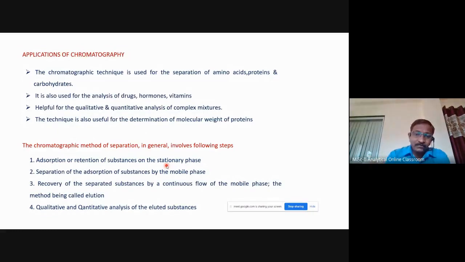So on the basis of this rate, we can easily separate out each component, and we adjust on the basis of polarity, even though they have very close Rf values when we observe them on TLC. We can even recover the separated substance by continuous flow of the mobile phase, and that process is called elution. That is nothing but using the mobile phase, and on the basis of their polarity, we can collect each and every fraction.